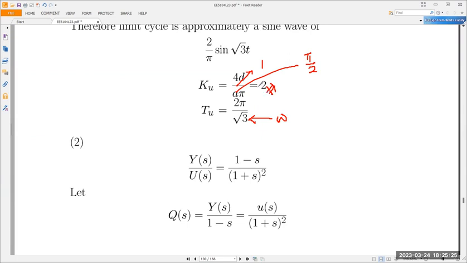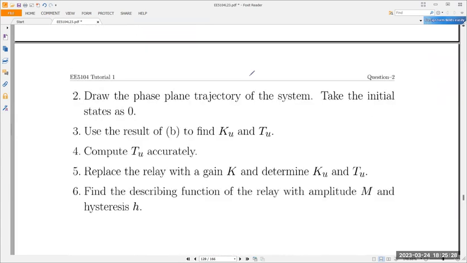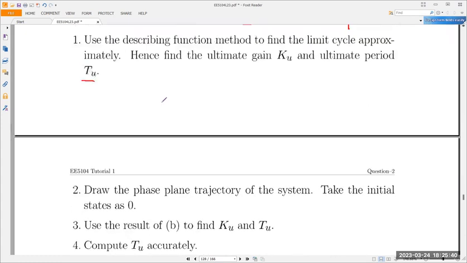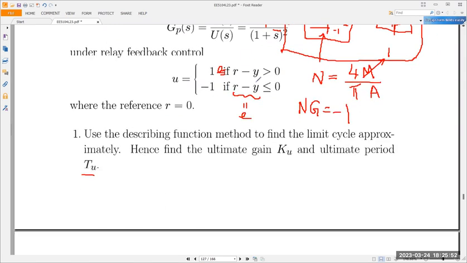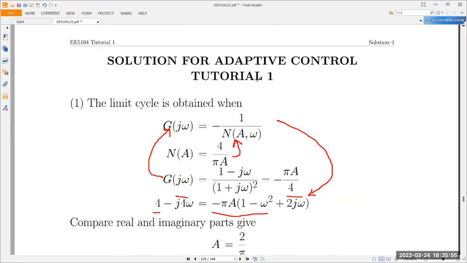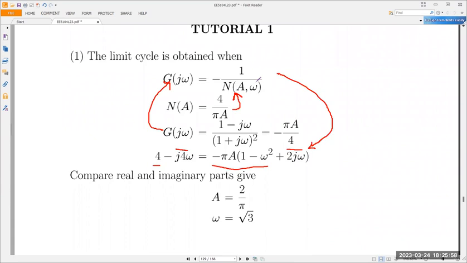Okay, part 2: draw the phase plane trajectory. The phase plane trajectory is just the x and y axes; the x axis is a state, the y axis is a state. First of all, you see this is a second order system, there are two poles. The first thing is to convert this into a state space form to get the states. The phase portrait is just like when I taught you sliding mode, where the x and y axes were the speed and distance. So x1, x2, for a two-state system.